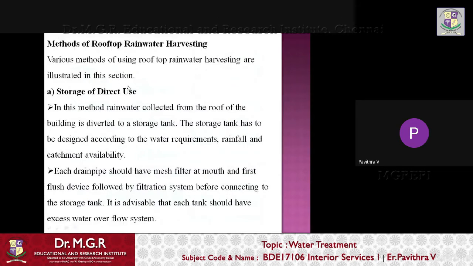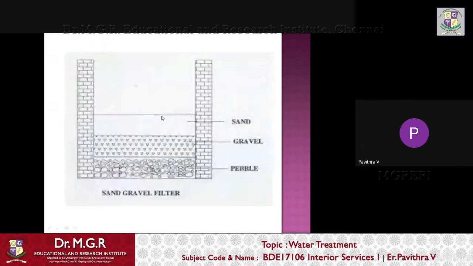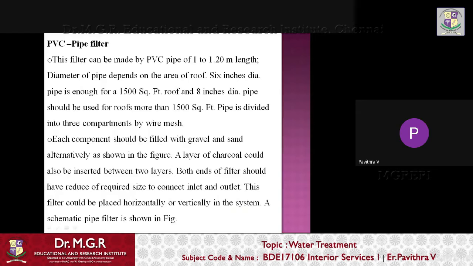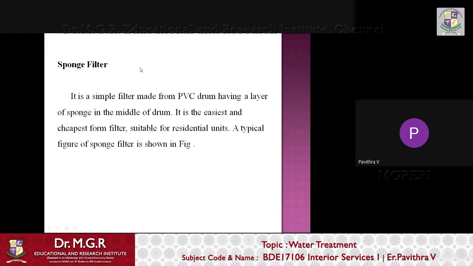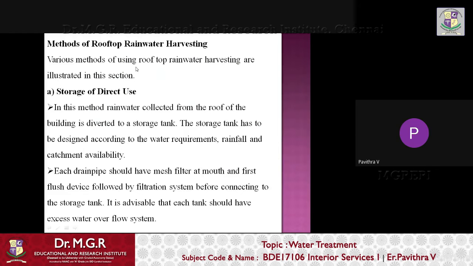So far we had seen different filters, that is the sand gravel filter, charcoal filter, PVC pipe filter, and then the sponge filter. So these are the four different types of filters we had seen. And coming to the methods of rooftop rainwater harvesting, either we can collect the rainwater directly, or another method is we are going to store it in a tank. So these are the two different methods.